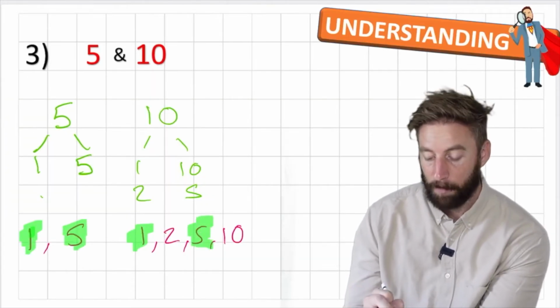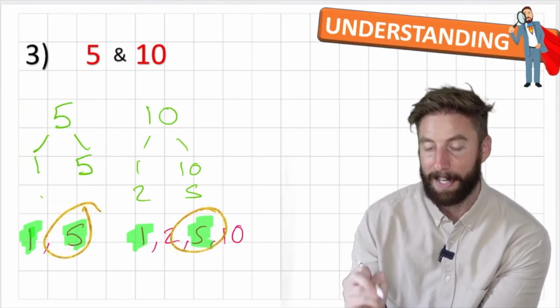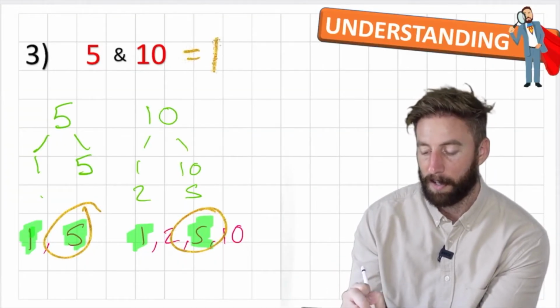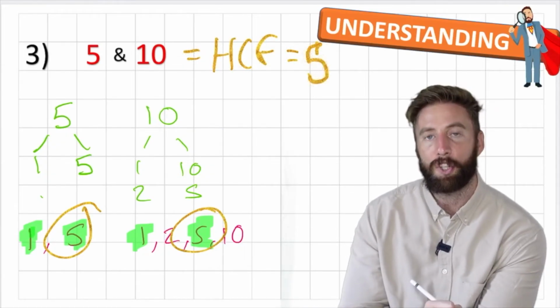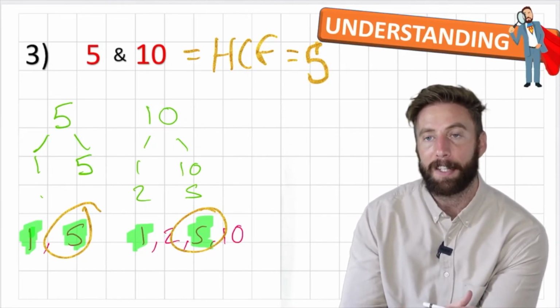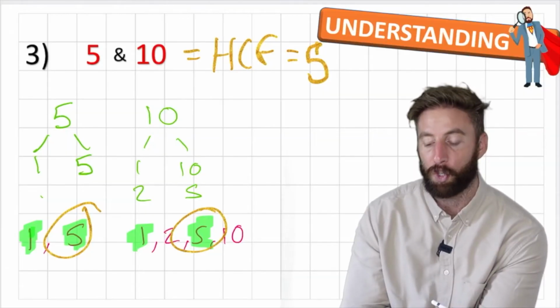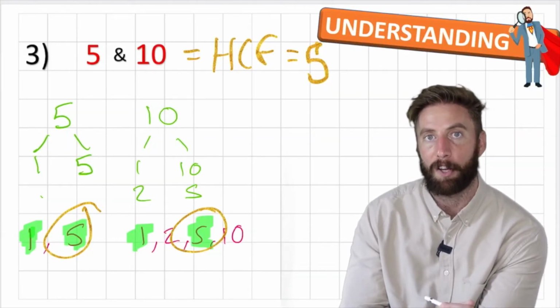Let's find the highest common factor, which we can now see is the 5. So the highest common factor equals 5. Awesome. Okay, well, hopefully this was useful for you. So what we're looking for, the highest common factor: first look for those factors, then let's find the common factors between the two, and then just look for that highest value, the biggest number.